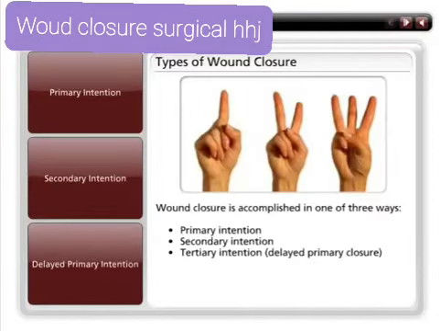Wound closure is accomplished one of three ways: by primary intention, secondary intention, or tertiary intention, also known as delayed primary closure. Let's explore these various types of wound healing by clicking on the tabs.